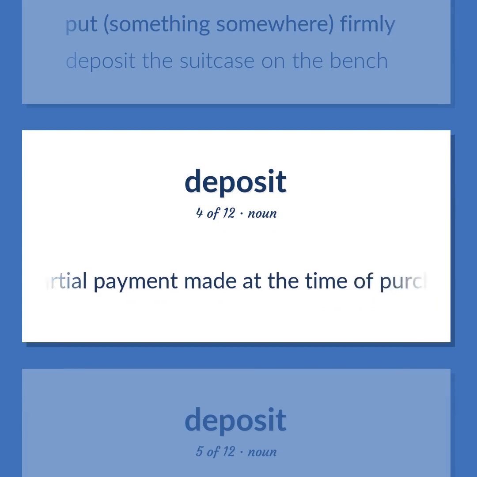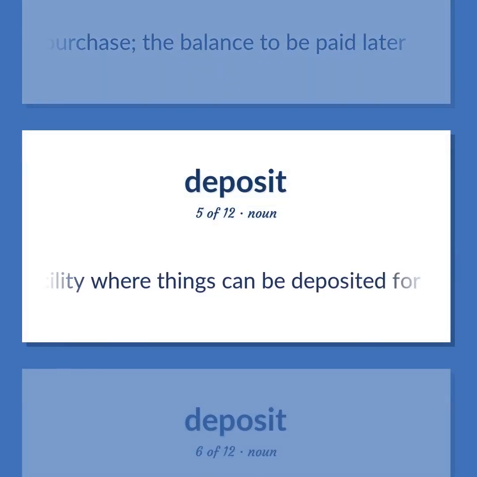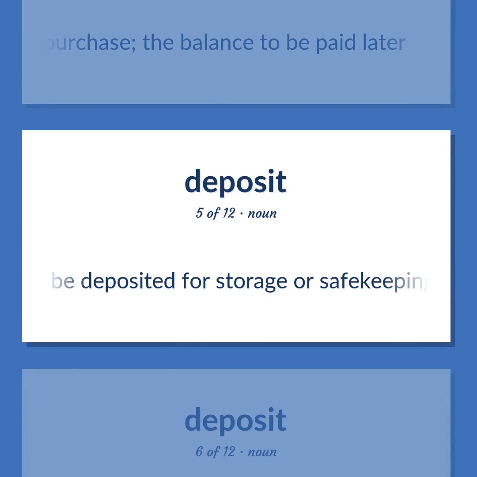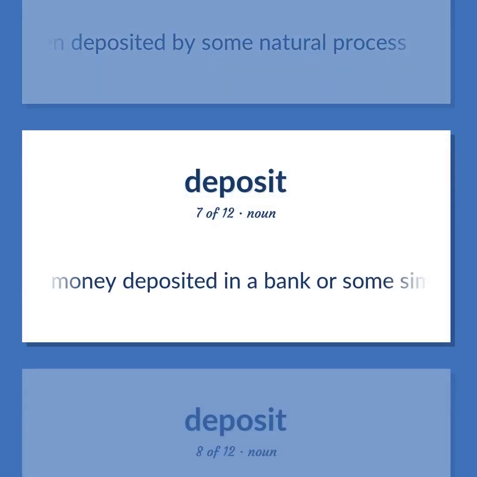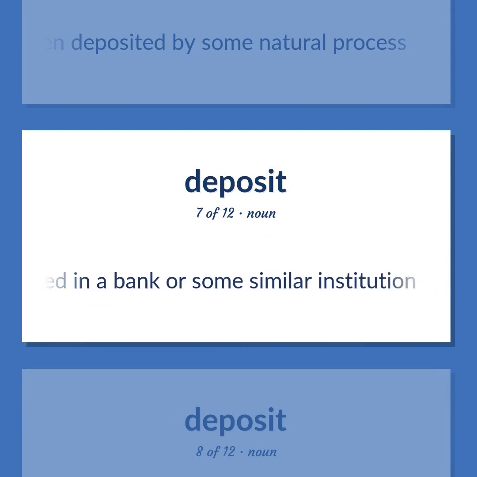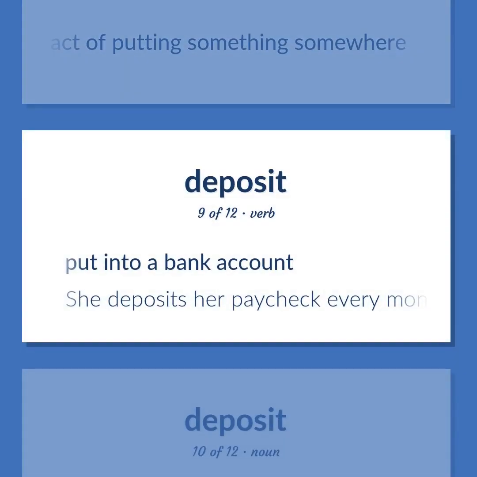A partial payment made at the time of purchase, the balance to be paid later. A facility where things can be deposited for storage or safekeeping. Matter that has been deposited by some natural process. Money deposited in a bank or some similar institution. The act of putting something somewhere. Put into a bank account. She deposits her paycheck every month.